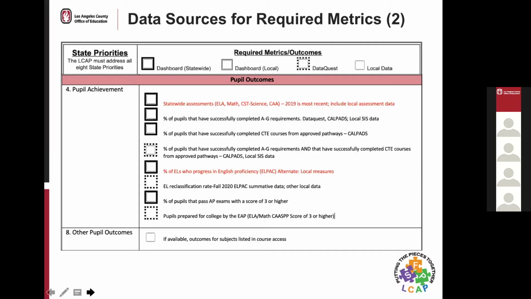For the other required metrics in priority 4, some data may be accessed through DataQuest or CALPADS, or through the LEA student information system. An LEA may also have its own additional metrics to measure success in some of the areas highlighted in pupil achievement. It's also important to note that although data might not be available for the LCAP as written in the spring of 2021, more data will become available over the next 3 years, and LEAs can add that data into the LCAP as it rolls out. Next slide.